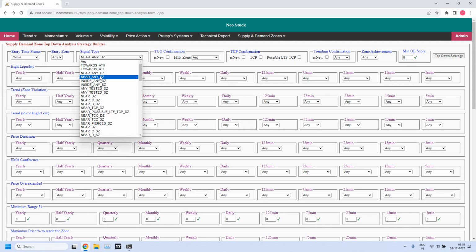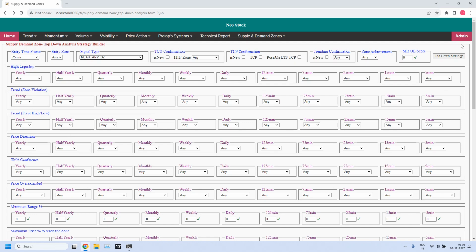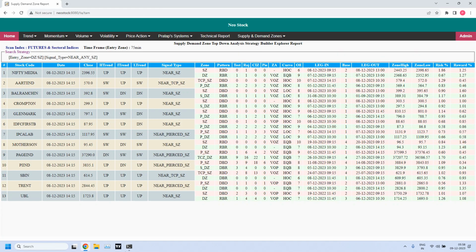Entry time frame is 75 minutes. Let us find the stocks near 75 minutes supply zone. So total 13 stocks are filtered. It seems there are a few high liquidity zones available. This is a fresh zone. Aarti Industries. It is high on the curve. Good. Lower time frame, daily trend is sideways, but weekly is uptrend, again monthly is sideways.